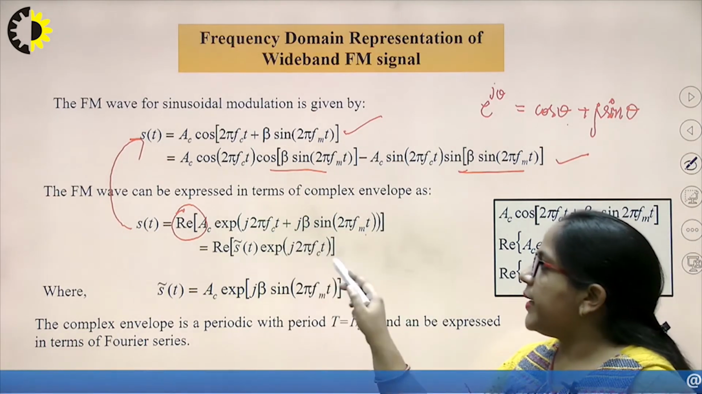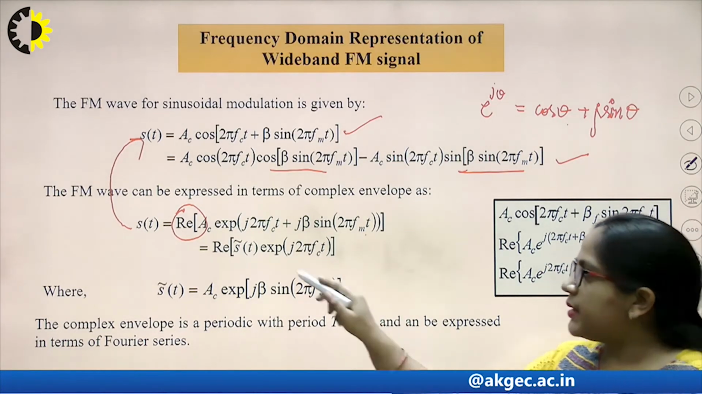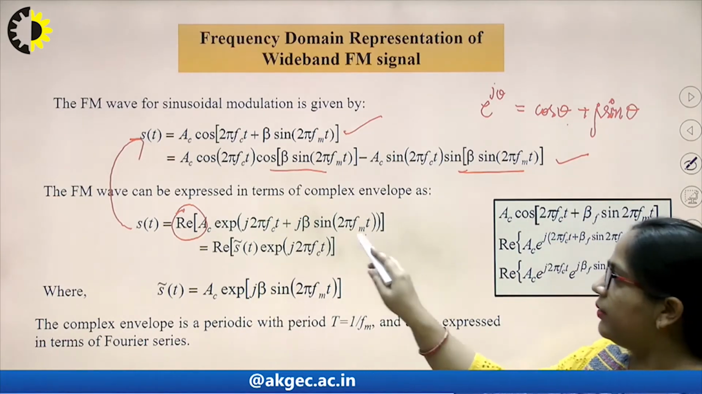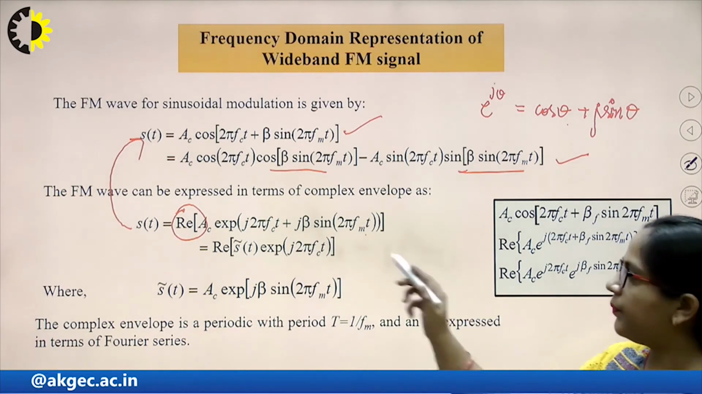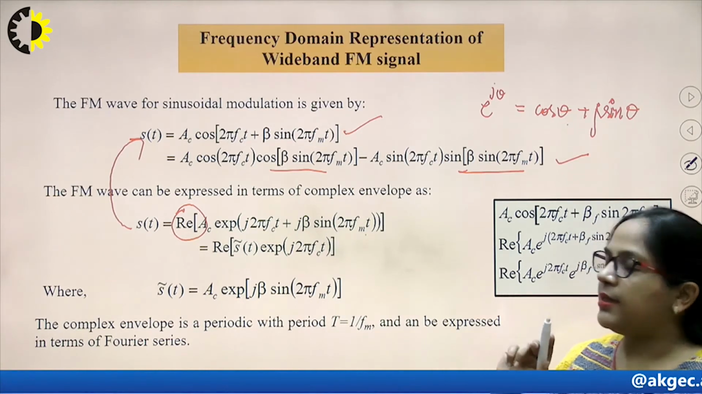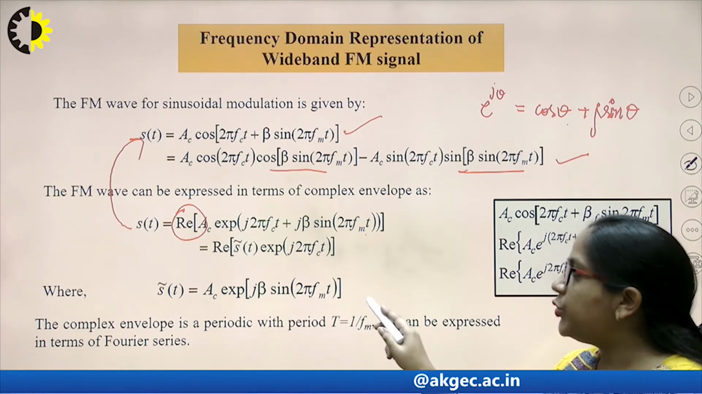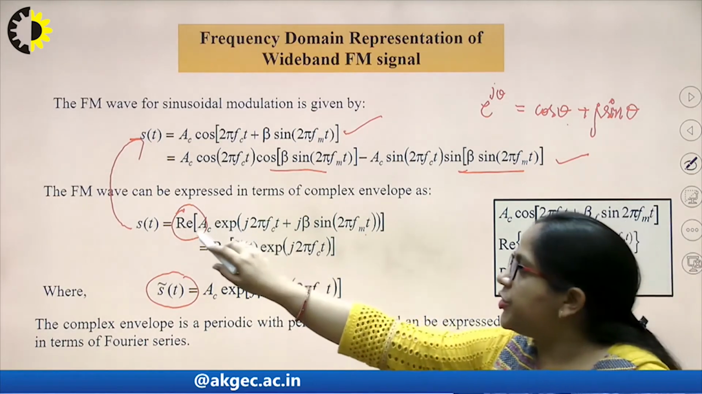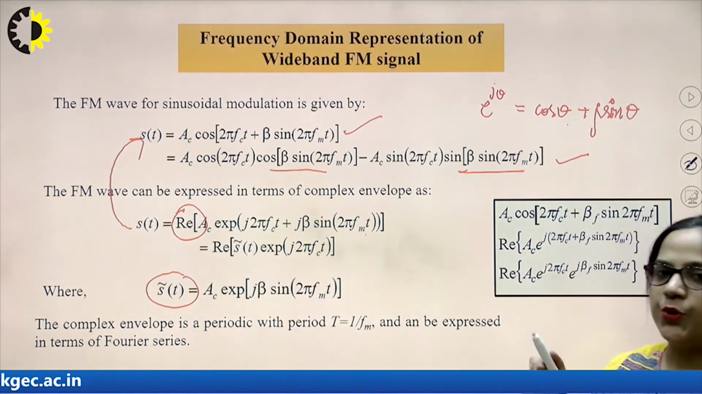Further, reducing the expression as real part of ŝ(t) exponential of j2π fc t. What is ŝ(t)? ŝ(t) is equal to Ac exponential of jβ sin 2π fm t. Here this exponential of j2π fc t plus jβ sin 2π fm t can be divided into two terms, e raised to the power j2π fc t into e raised to the power jβ sin 2π fm t. We have considered e raised to the power jβ sin 2π fm t into Ac as another symbol ŝ(t). So we can write this complex expression as real part of ŝ(t) exponential of j2π fc t.